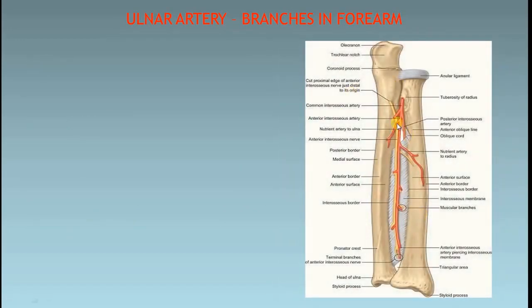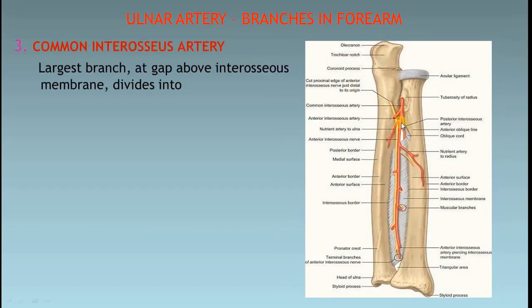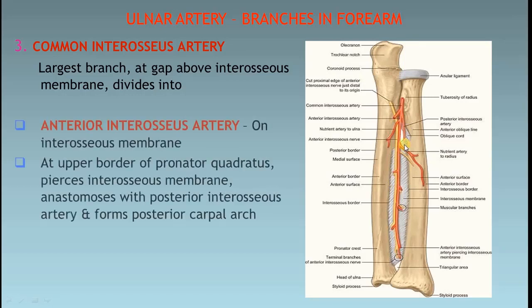Then you are able to see one more artery, the common interosseous artery, which is going to divide into the anterior interosseous and posterior interosseous. The anterior interosseous runs on top of the interosseous membrane. At the upper border of pronator quadratus it passes deep to it and then goes behind, through the interosseous membrane, to the back of the wrist and anastomoses with the posterior interosseous artery, forming the carpal arch.